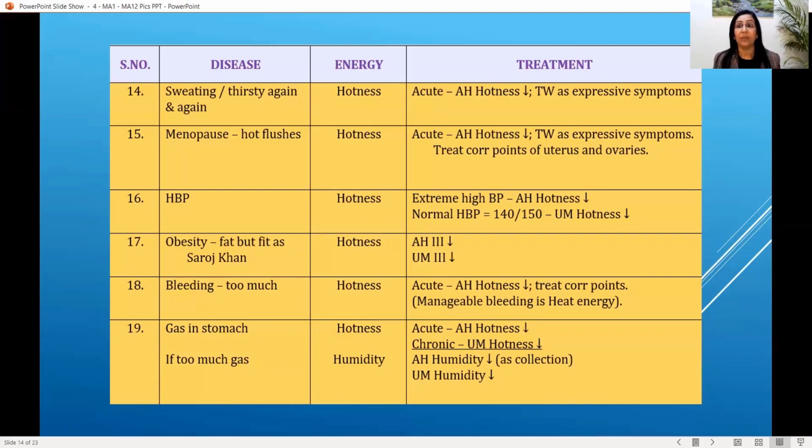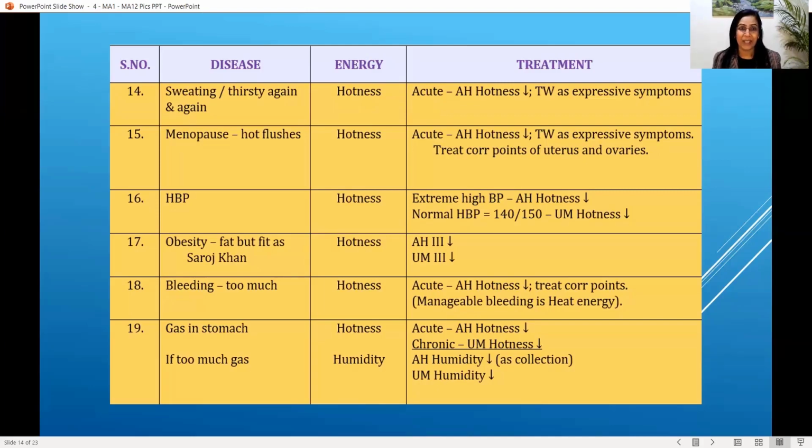Okay, so extremely high is something which doesn't happen all the time. It is more expressive and it happens suddenly. It is an acute problem. That is why we are treating the hotness meridian, which is the triple warmer meridian. But normal high BP is a chronic issue. When a person has it, usually they keep having it for a long duration of time. So in that, we treat and sedate the brain meridian.